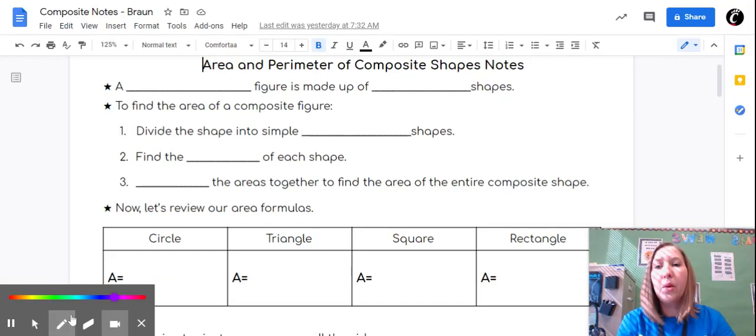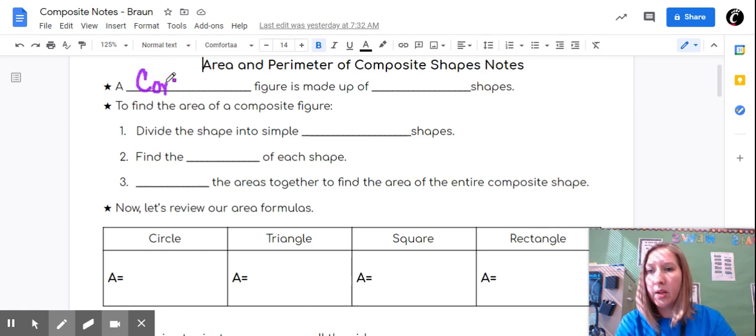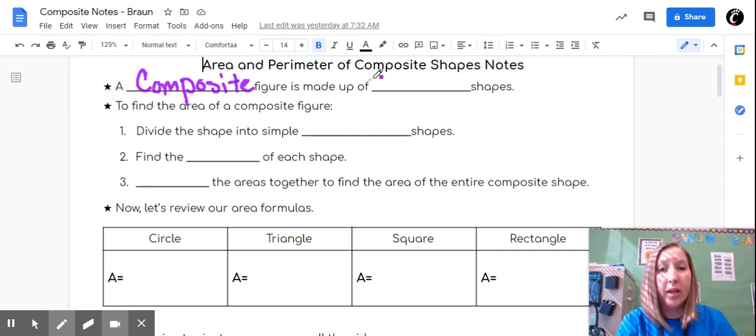Hey guys, so today we are going to continue working on area and perimeter, but today we're going to start talking about how to find the area and perimeter of composite shapes. So to get things started, a composite shape or a composite figure is made up of multiple shapes.